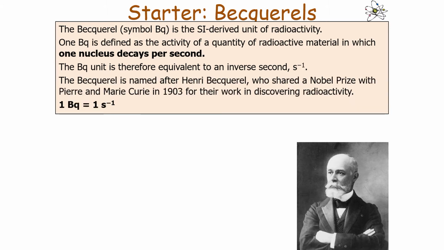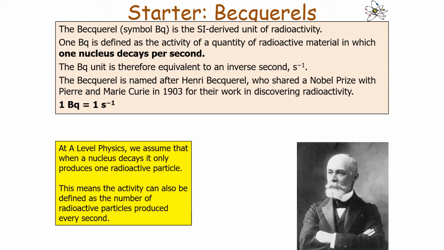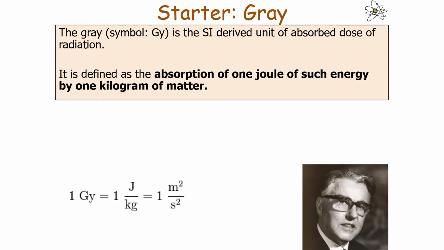The becquerel, which is the unit of disintegration, is named after Henri Becquerel, who shared a Nobel Prize with Pierre and Marie Curie in 1903 for their work in discovering radioactivity. Now it's important that at A-level physics we only assume that when a nucleus decays it will produce 1 radioactive particle. So this means the activity can also be defined as the number of radioactive particles produced every second by a sample.